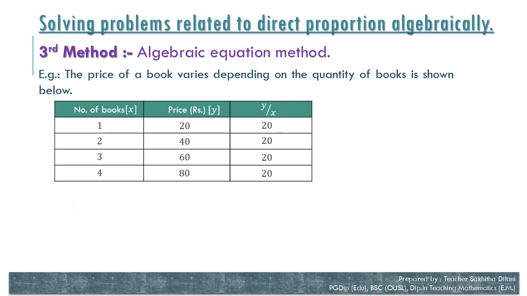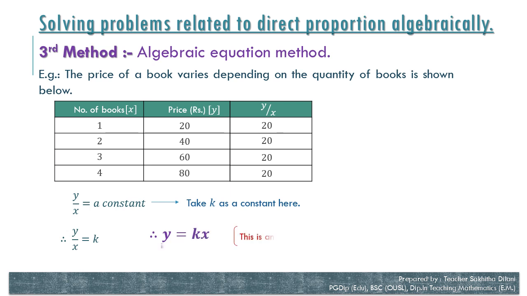So, you can write Y over X equals a constant. That means a constant value. Take K as the constant value. So, Y over X equals K. Now, by cross multiplication, you can write Y equals Kx. This is an algebraic equation. In this equation, algebraic symbols are used. That's why we say it is an algebraic equation. You can solve the problems related to direct proportion using this equation.